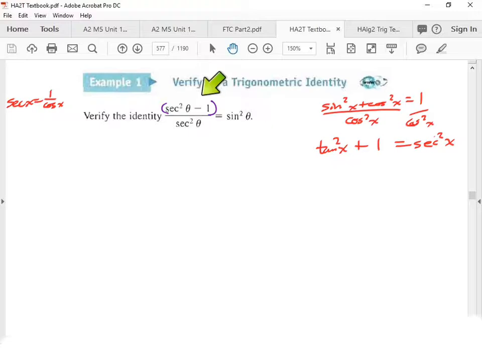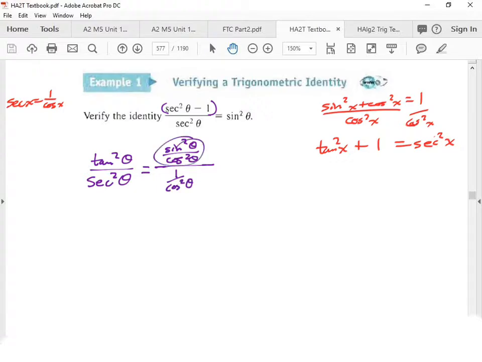What is secant squared theta minus 1 equal? Tangent. So you have tangent squared theta. And now, next, we change the top into sine squared theta divided by cosine squared theta. And on the bottom I have 1 over cosine squared theta.